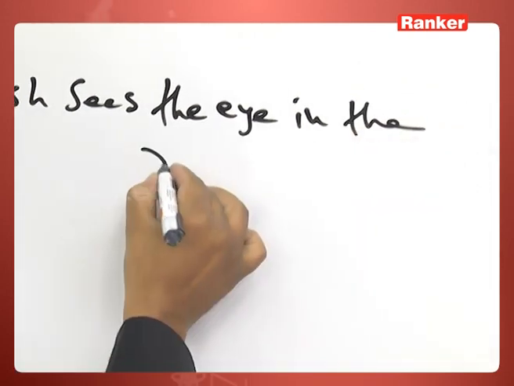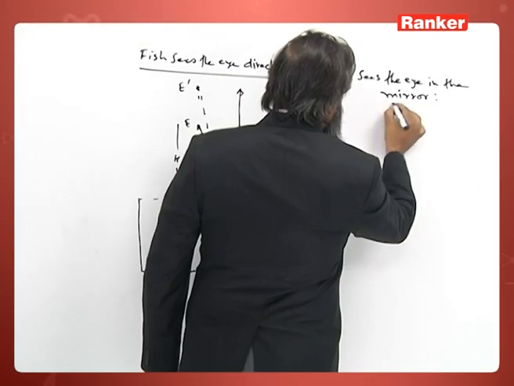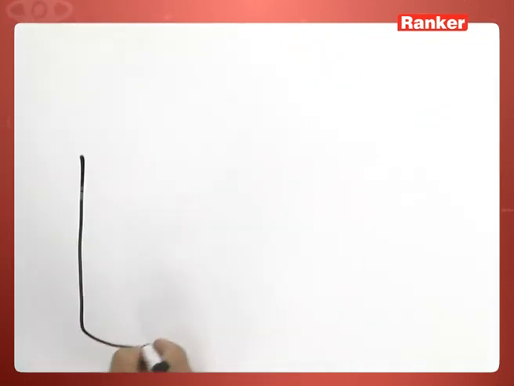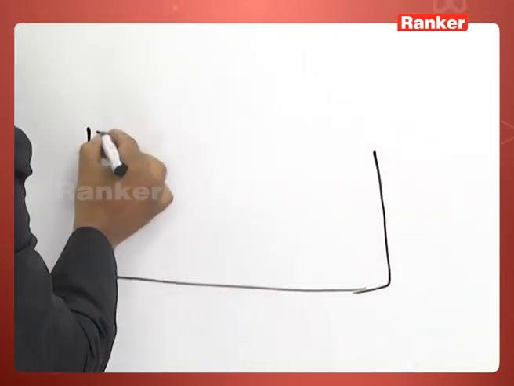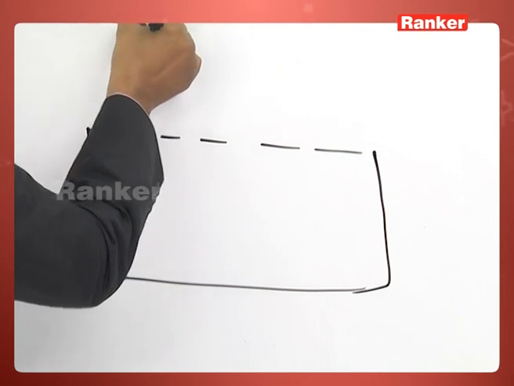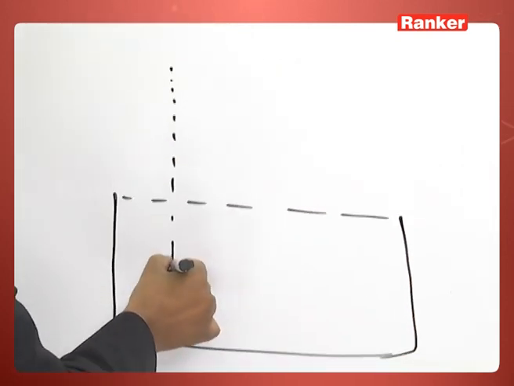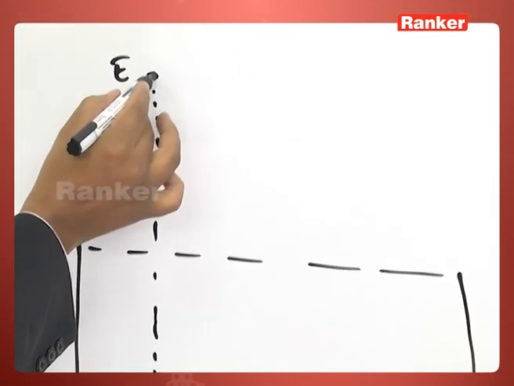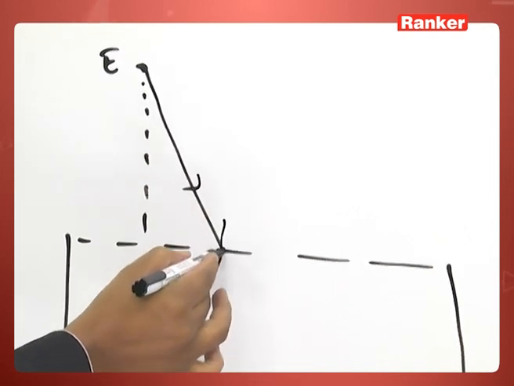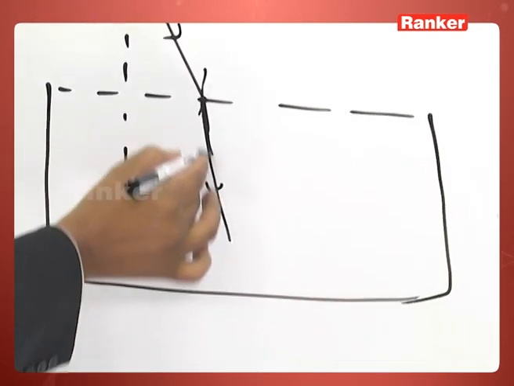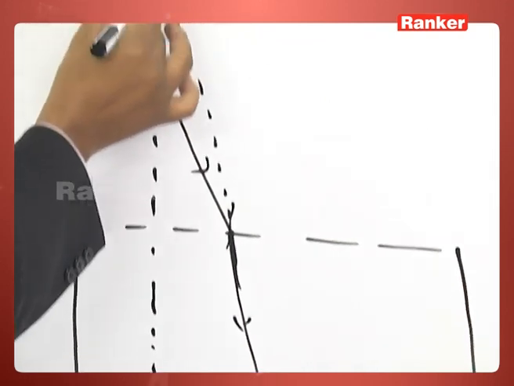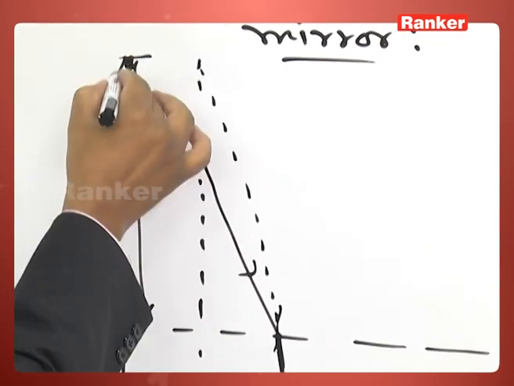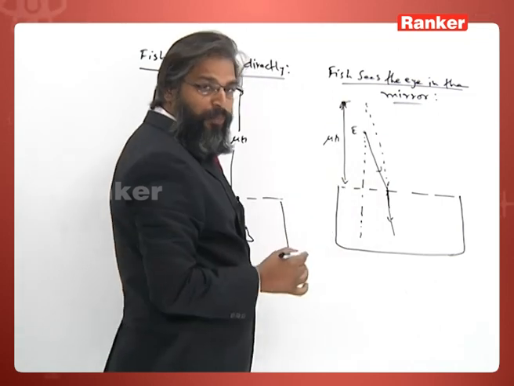in the mirror, this case. So, this is the water, and suppose I am drawing here, this is our eye at a distance h. So, when a ray goes like this, it bends like this, so that it seems to be coming from this point. This distance is mu h. This distance is h, so it becomes mu h.